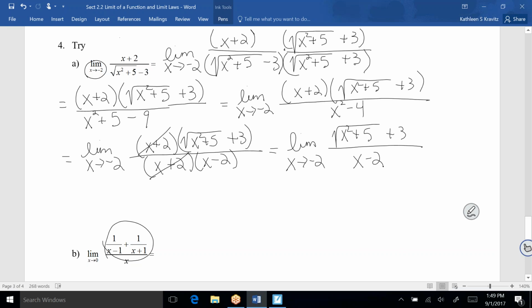Now we can plug that -2 in. So let's do that. In the denominator, we get -2 minus 2, which isn't a problem. In the numerator, we get the square root of -2 squared, which is 4, plus 5, which is the square root of 9, plus 3. The square root of 9 is 3, plus 3 is going to be 6, divided by -4, and then simplifying that, that's going to be -3 halves. So that's what our limit is going to be equal to.